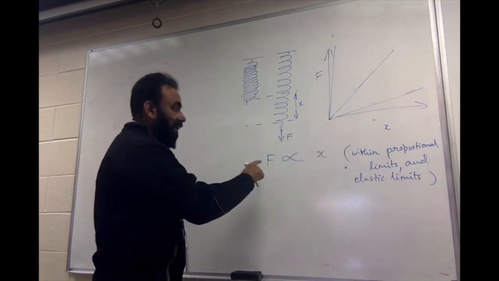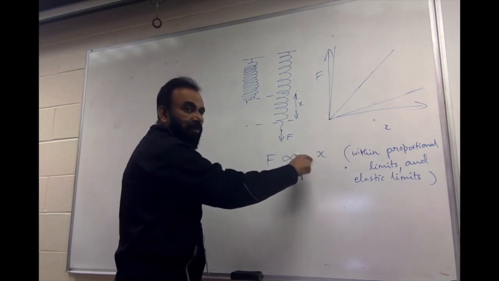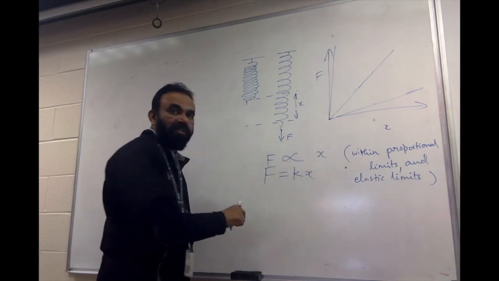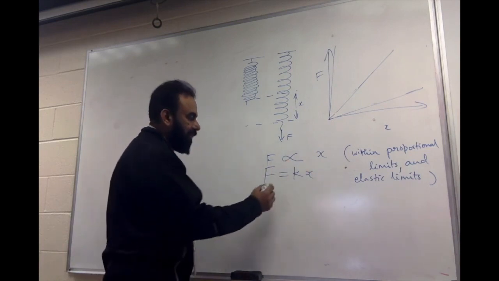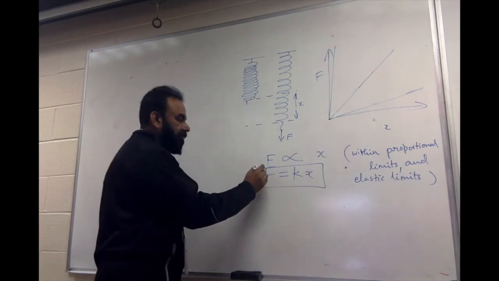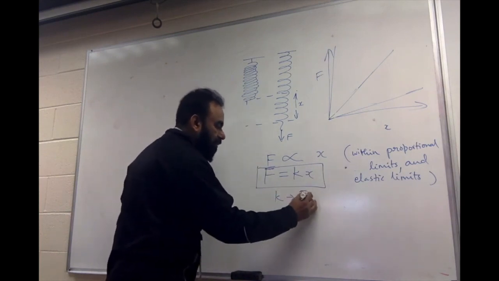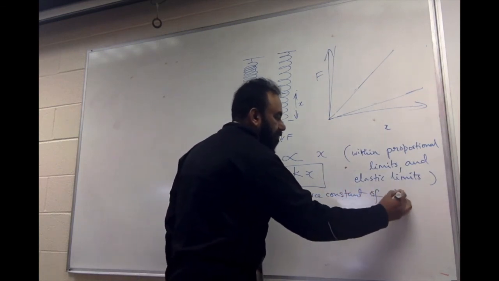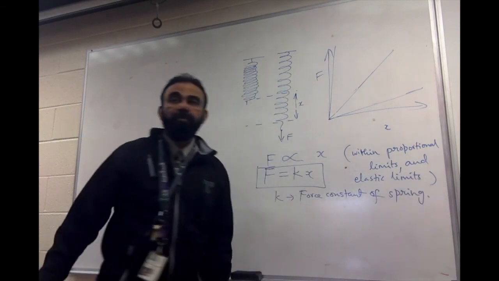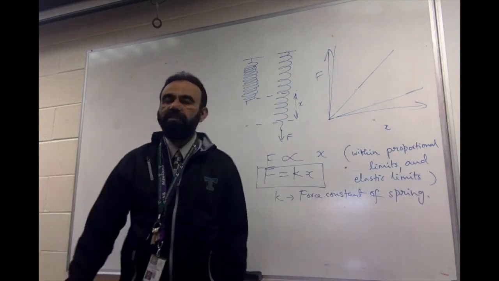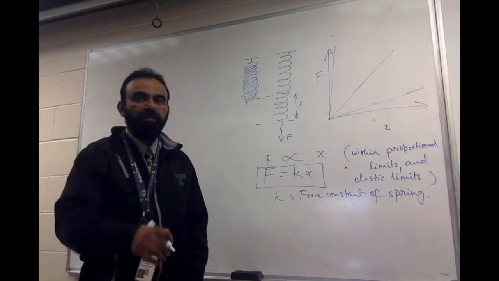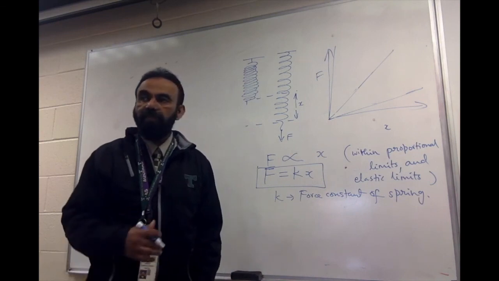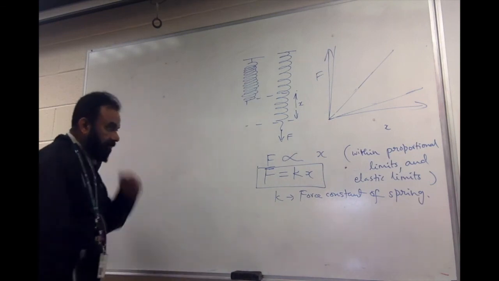So you can see that yes, F is proportional to X, but there is some constant of proportionality here, which is what we call the force constant of the material, the spring. So F is equal to Kx, where K is called the force constant of spring. Now, if you don't know what material it is, if it is not a spring, just say force constant of the material, whatever. F is equal to Kx. Is that clear? Good.